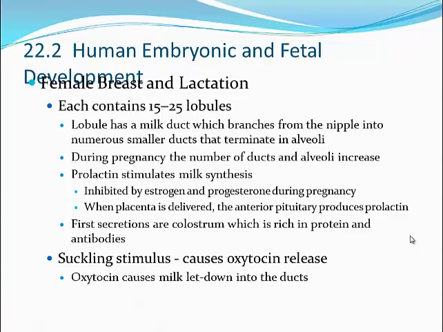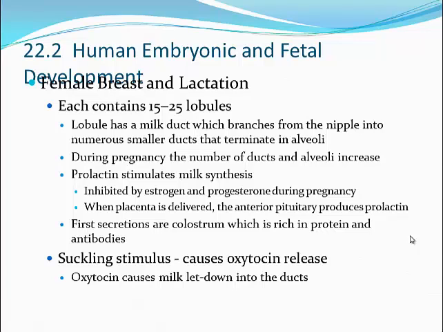Another important milestone after birth is the female lactation process. The same hormones that affect the mother's breasts can also affect the baby's breast tissue. Sometimes babies can secrete a small amount of milk for a few days. The female breast contains 15 to 25 lobules. A lobule has a milk duct which branches from the nipple into numerous smaller ducts that terminate in alveoli. During pregnancy, the number of ducts and alveoli increase.